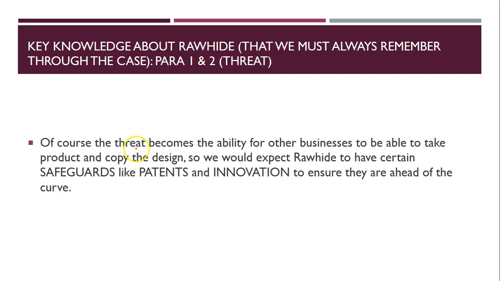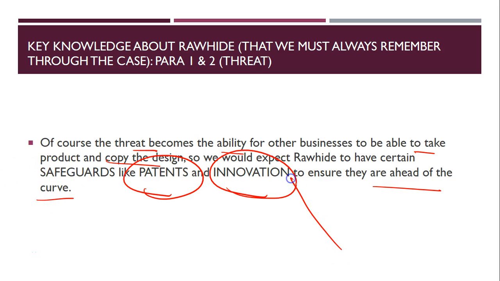So here we are, and of course, this threat, we'll see this when we look at Toys R Us, which is why it's really important to think about this and to watch all the videos, right? So of course, one of the threats is the ability for other companies to take your product and copy the design. So we expect Rawhide to have certain safeguards like patents and innovating quickly enough to ensure they are ahead of the curve. So it's really important because we're going to come back to this question of innovation. Hopefully, if you've been reading this case study, you remember there are some issues with their employees, right? That they're cutting staff. So really important to go back and remember what's going on here.